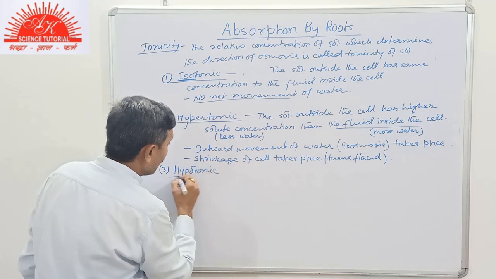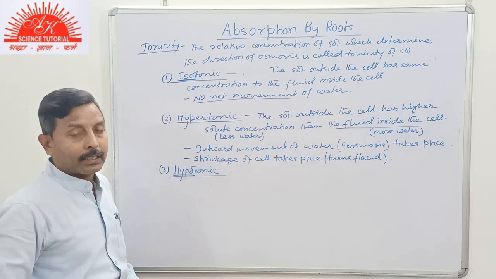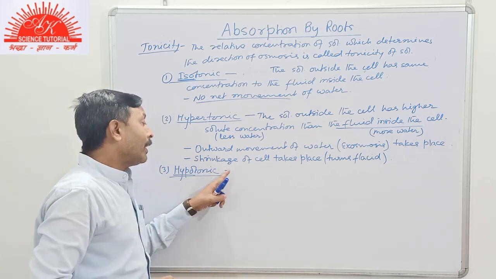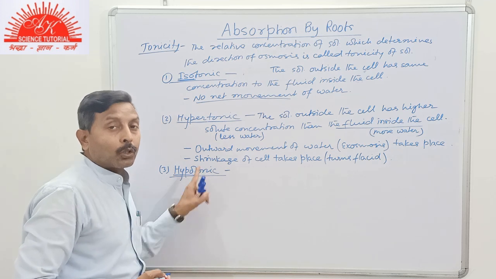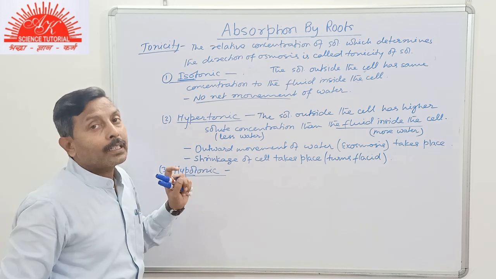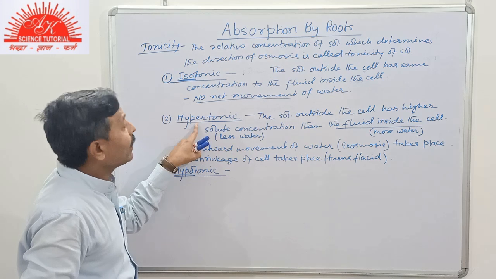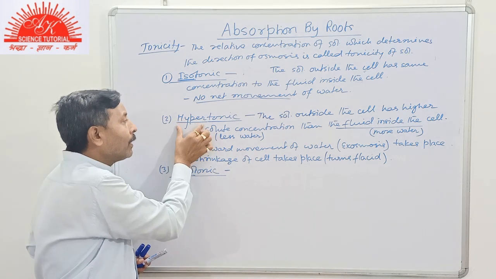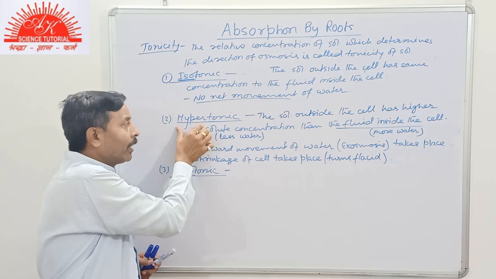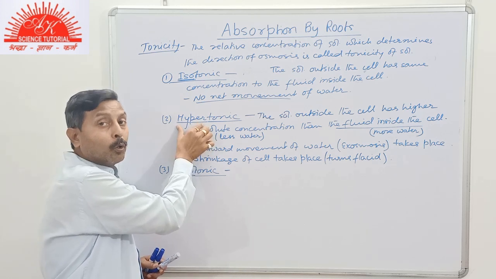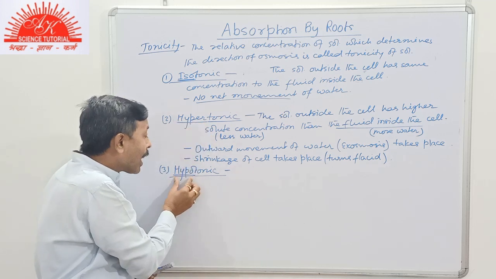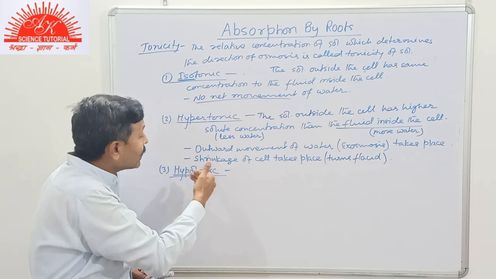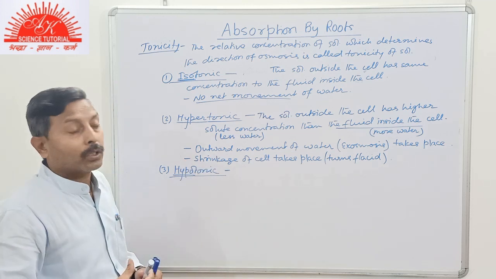Now, the third part is hypotonic. Hypo means less. That is a less concentrated solution, meaning it has less solute concentration. So more water, that is dilute. You can easily learn by using these two terms. Hypertonic, that is more solute, hence less water, more concentrated solution. Here hypo means less, so less solute, hence more water, so it is a less concentrated solution or dilute solution.